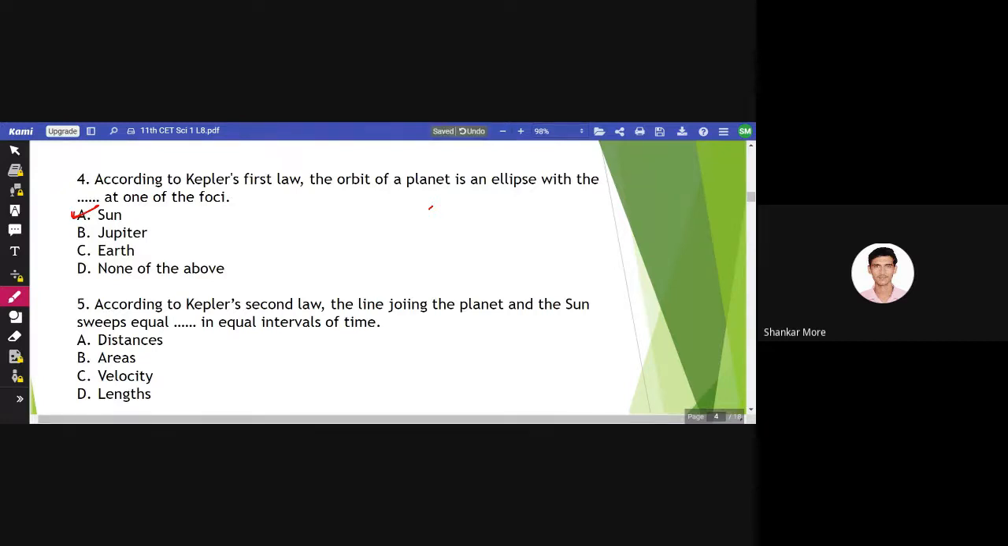Fifth question. According to Kepler's second law, the line joining the planet and the Sun sweeps equal dash dash in equal intervals of time. So what equal? Equal distance, equal area, equal velocity, or equal lengths? Equal areas, right? So according to the second law of Kepler, just do the correction here. It is joining areas.